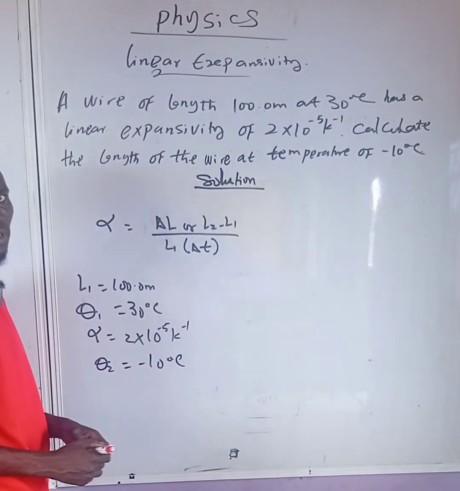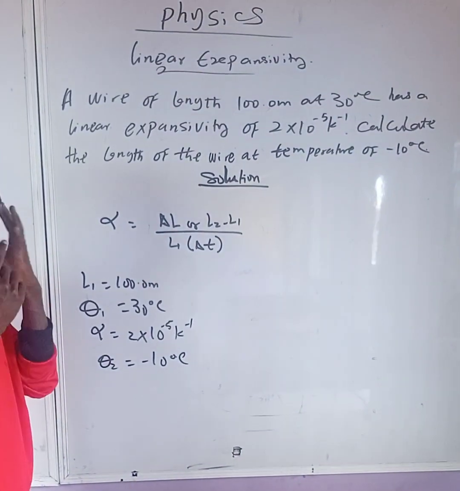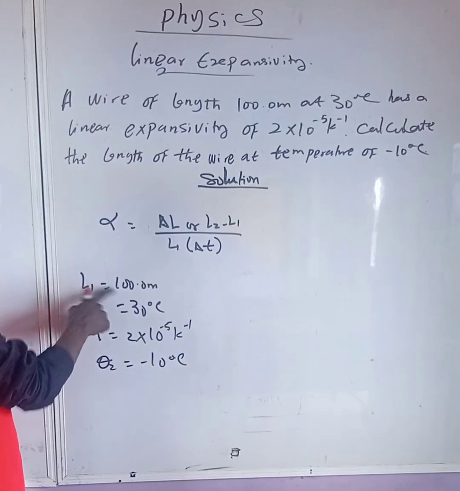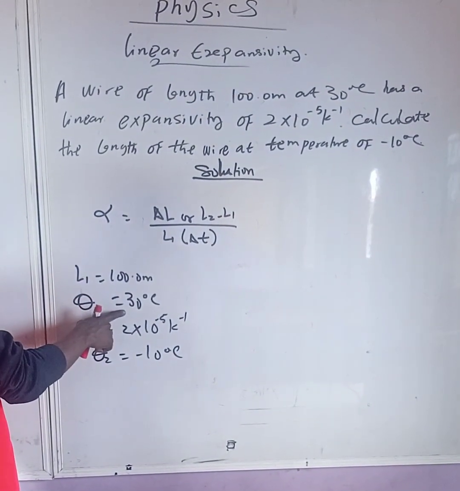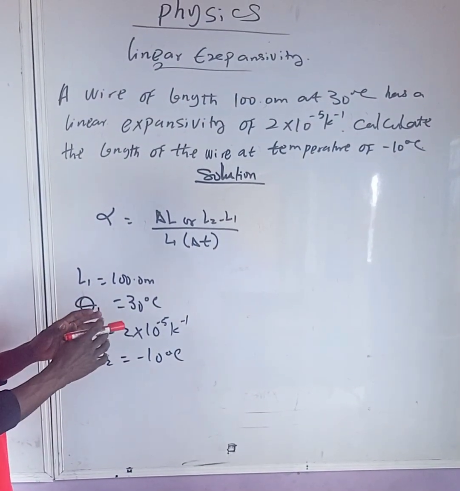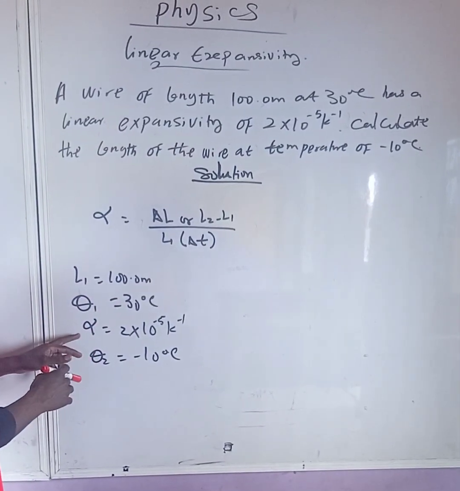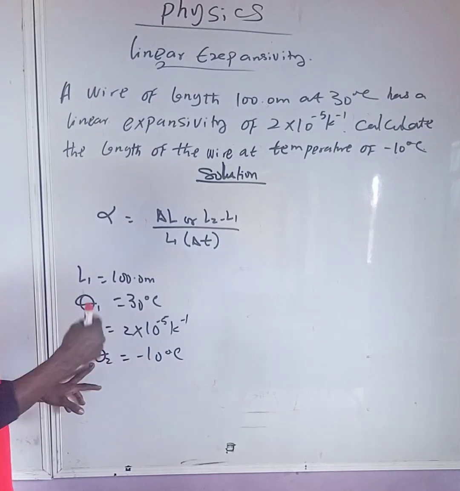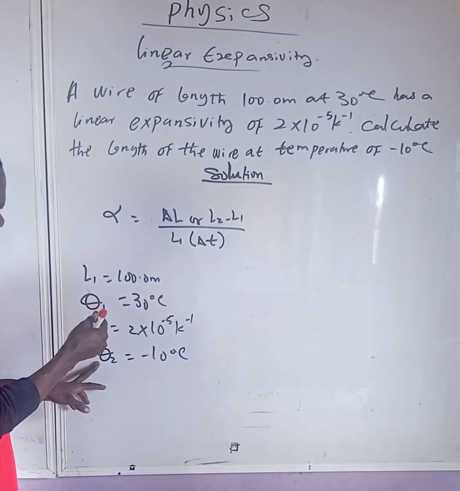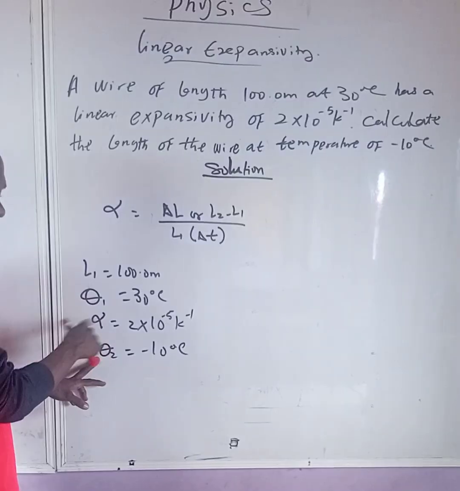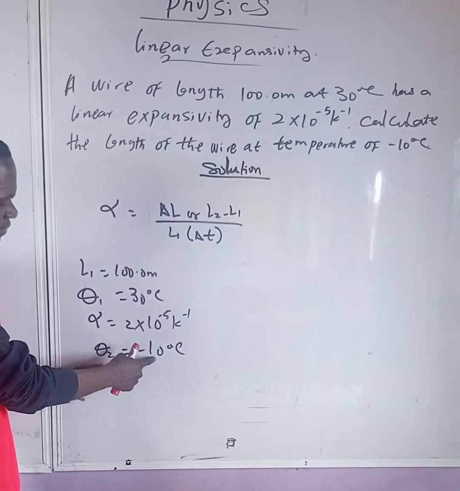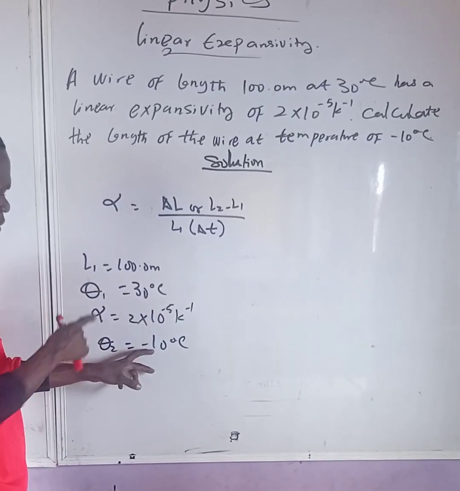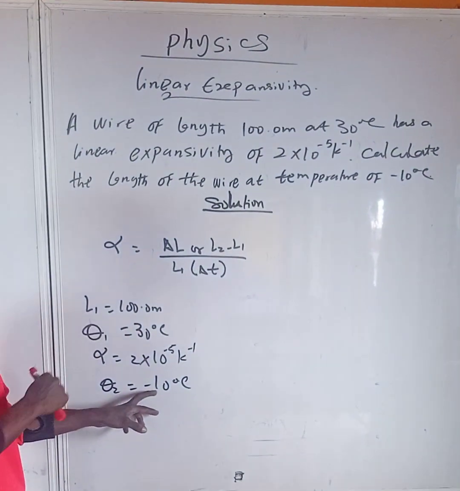Now let me quickly remind you of something. Let's assume the answer to this question: the length is 100, the temperature is 30 initially, before it is applied, and the expansivity is given as this. Notice that the temperature is now minus 10. What do you expect the final length of this material will be? If the temperature reduces to minus 10, definitely the length is also going to reduce. It means that the length cannot meet up with the original length of the wire. You get what I'm saying?